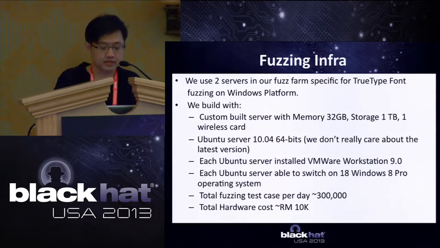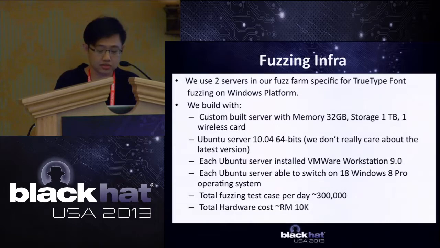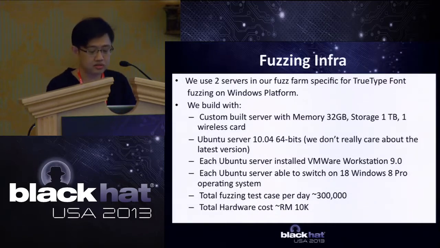And finally, we decided to use 2 custom built servers with 32 GB memory and 1 TB storage in our fuzz farm, specific for TrueType font fuzzing on the Windows platform. Each of the servers runs the Ubuntu operating system and is able to switch on 16 to 18 Windows 8 Pro operating systems. The total fuzz cases per day is around 300,000.